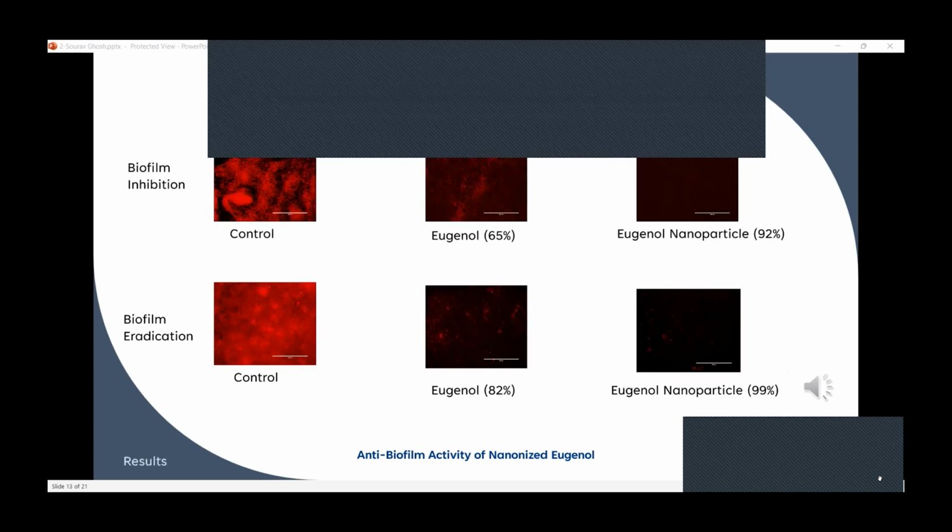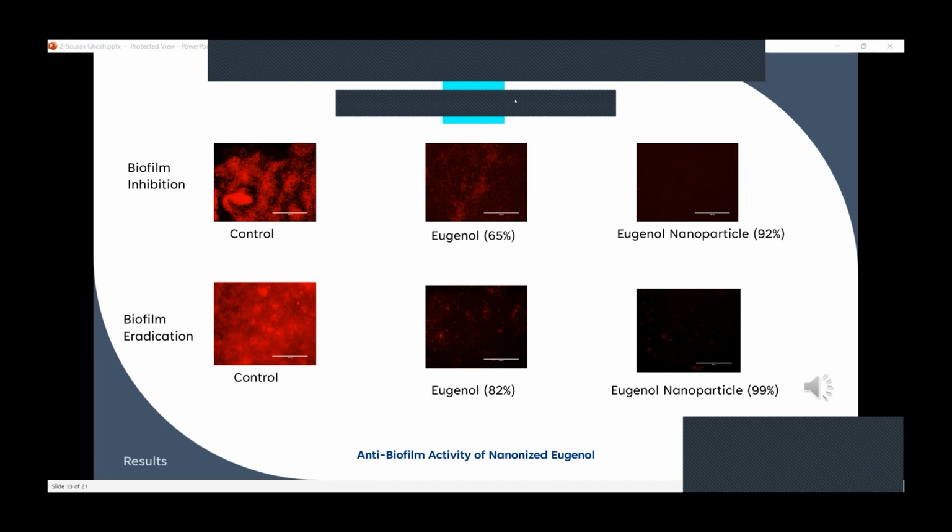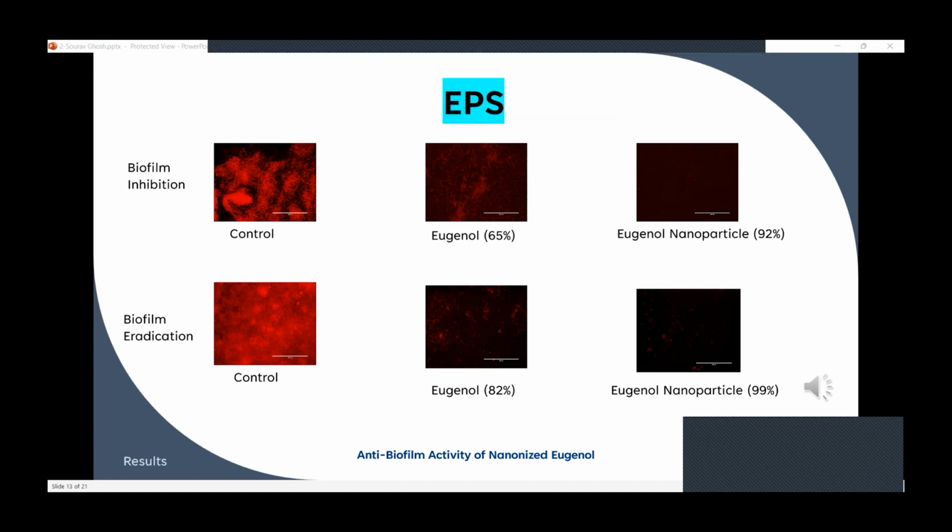EPS in biofilm architecture is composed of cellular polysaccharide in major amount and DNA in minor amount. The dye Congo red binds EPS, and the intensity of red color is directly proportional to the quantity of EPS. Eugenol nanoparticle exhibits better EPS inhibition and eradication than free eugenol.